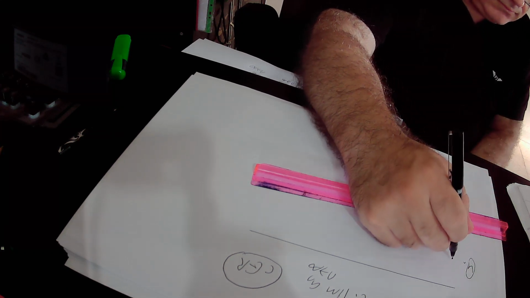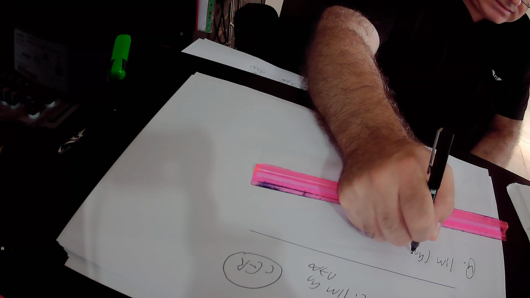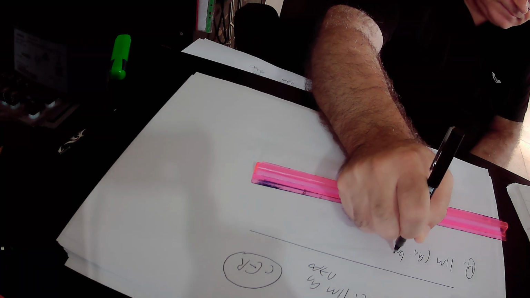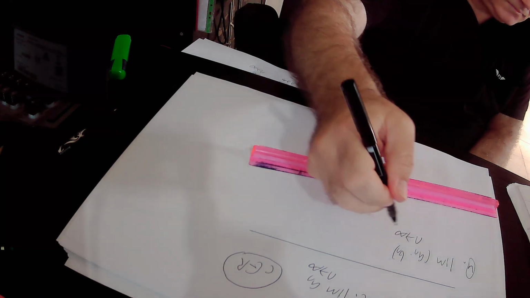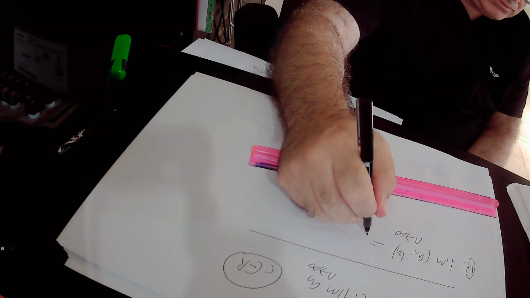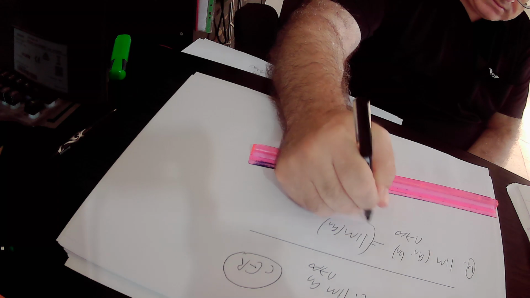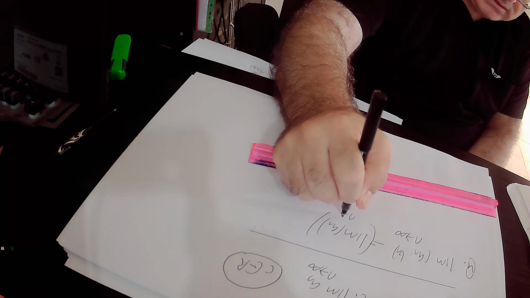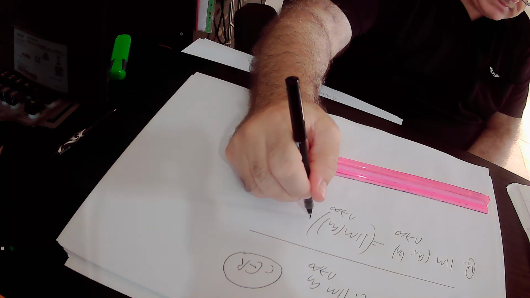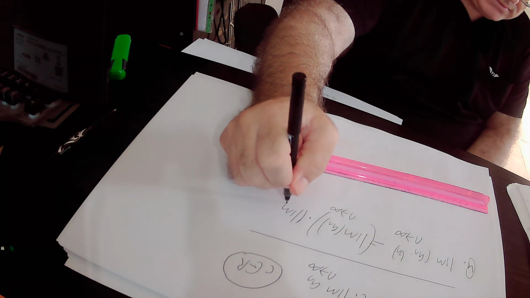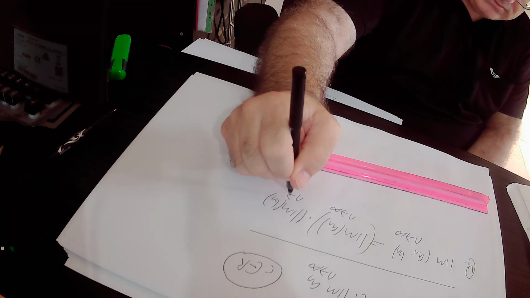According to equation number four, the limit of sequence an times bn when n tends to infinity equals the limit of sequence an when n tends to infinity times the limit of sequence bn when n tends to infinity.